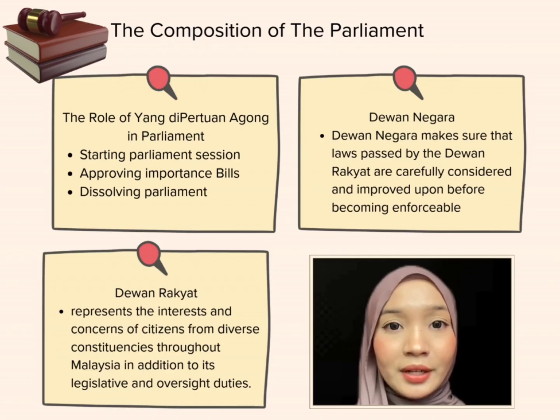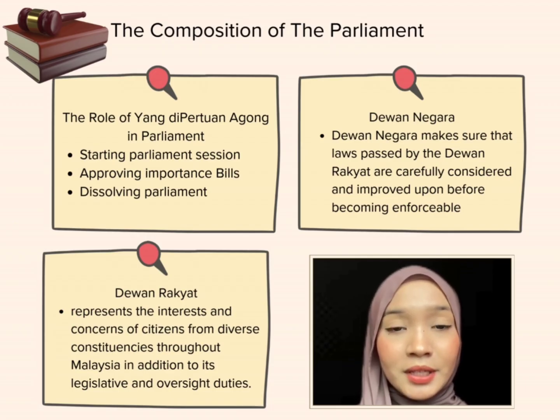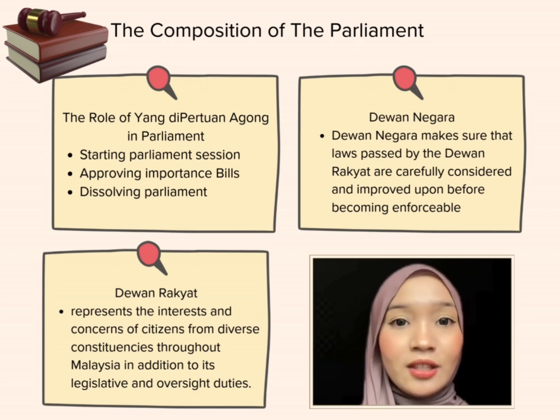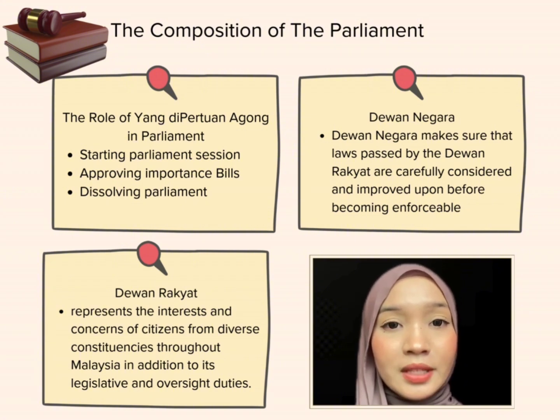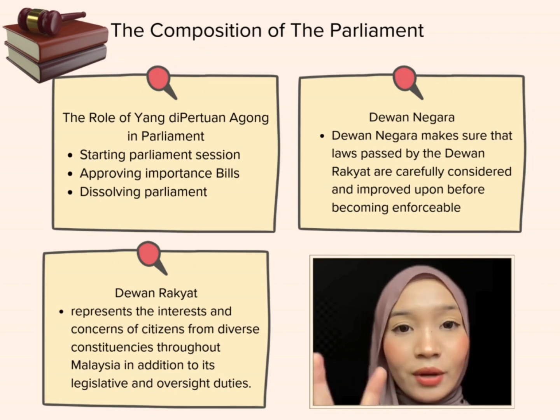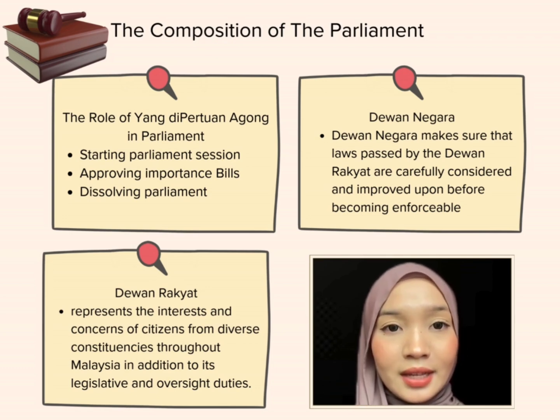Now I will be talking about the composition of Parliament. The composition of Parliament consists of three highest lawmakers. The first one is the Yang di-Pertuan Agong, who has a ceremonial role but is essential for ensuring the proper functioning of Parliament: opening sessions, approving bills and dissolving Parliament. The second one is the Dewan Negara, or called the Senate.